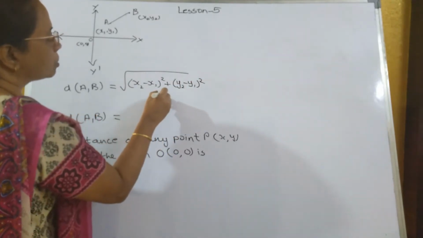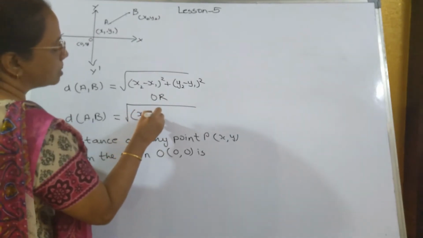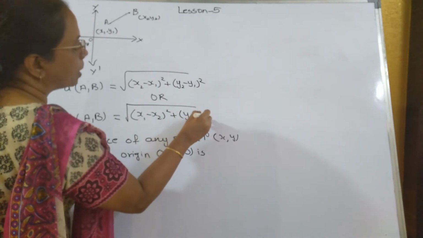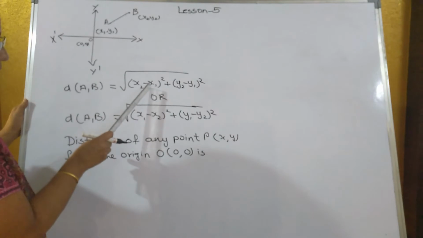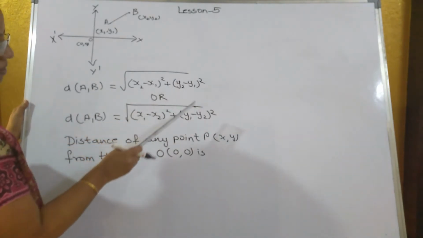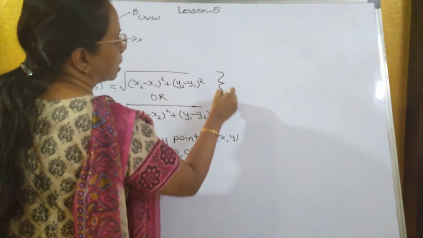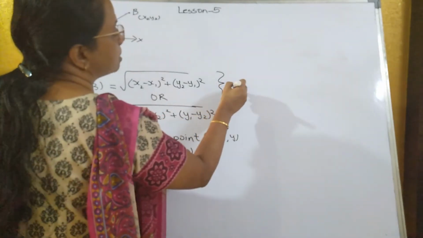Or you can also take x1 minus x2 the whole square plus y1 minus y2 the whole square. So either we can write x2 minus x1, or else x1 minus x2. Here it is y2 minus y1, here it is y1 minus y2. Whichever formula you use, the answer will be the same. So this is known as distance formula.